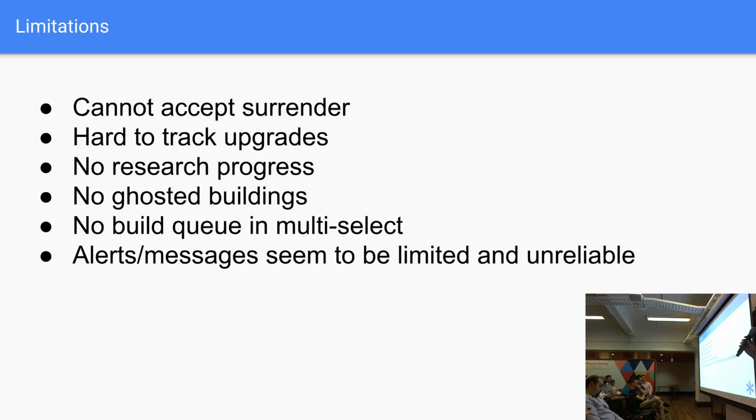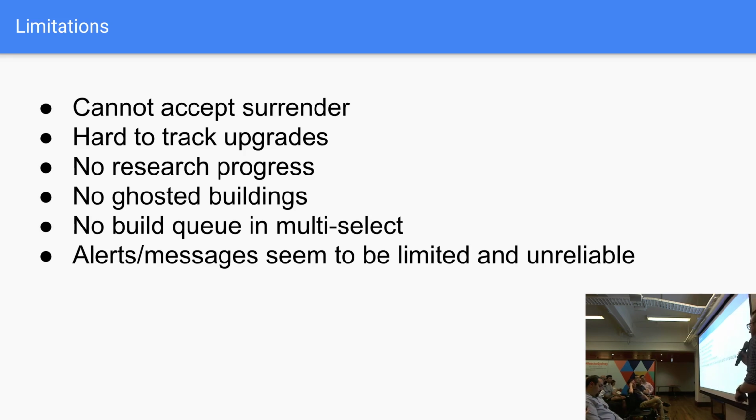There's no ghosted buildings, so that's pretty common. People want to know, well, I told it to build a barracks here, is it going to be able to do that? Right now there's no ghosted buildings. It is something that the DeepMind guys have said they want to do. It should be possible. There is actually data in the API that gives you that information, but it's really about how do you pull that information out and present it in a way that makes sense.